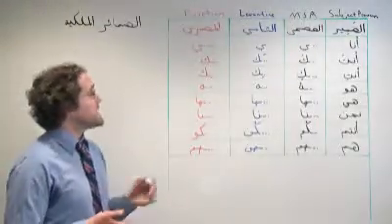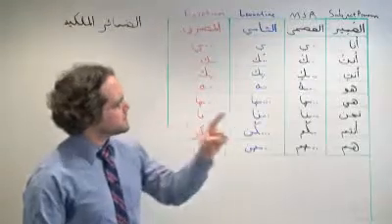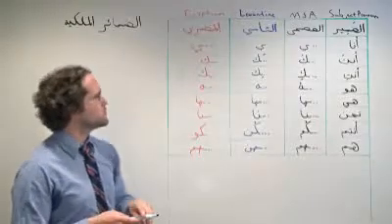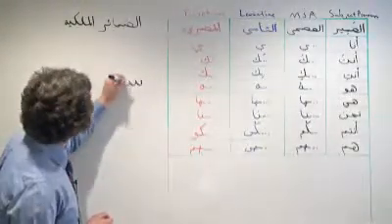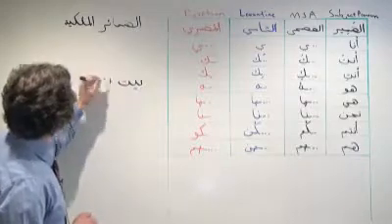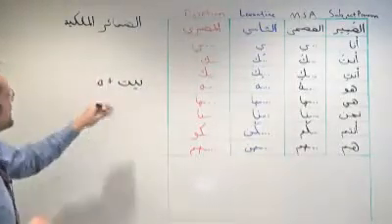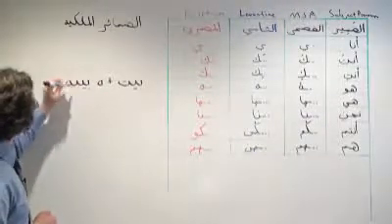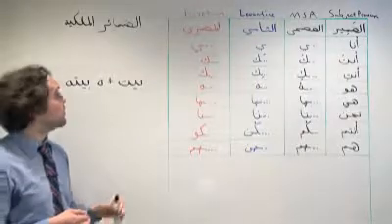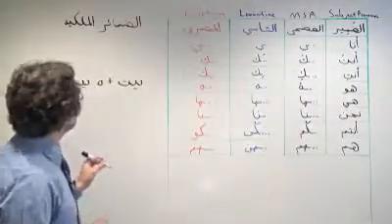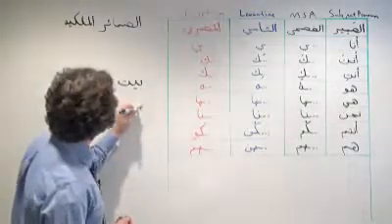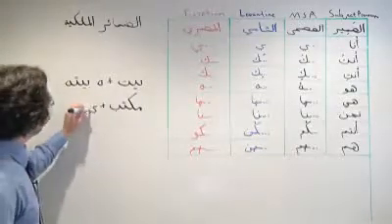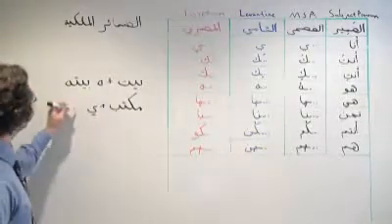So, a couple of examples. For example, if we wanted to say his house, we would go find that pronoun for him, he, huwa, and we see that it's the same pretty much across the board. So we have bayt, house, plus we're adding that ha, and it connects right to the word. Baytuhu. Or another example, my office, maktab, and we're going to add that ya for me and connect it right to the word.